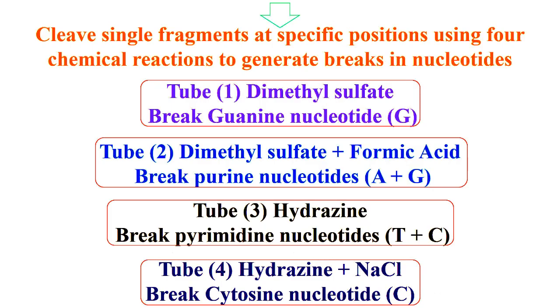After that, cleave single fragments at specific positions by using 4 chemical reactions to generate breaks in specific nucleotides, as follows. Tube 1. Contain dimethyl sulfate to break guanine nucleotide. Tube 2. Contain dimethyl sulfate and formic acid to break purine nucleotides. Tube 3. Contain hydrazine to break pyrimidine nucleotide. And Tube 4. Contain hydrazine and sodium chloride to break cytosine nucleotide, as mentioned in next slide.